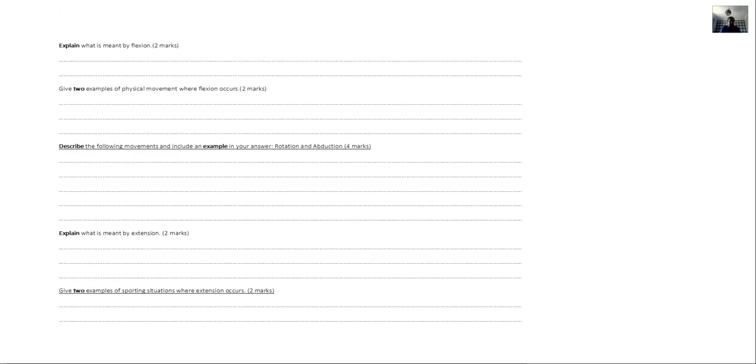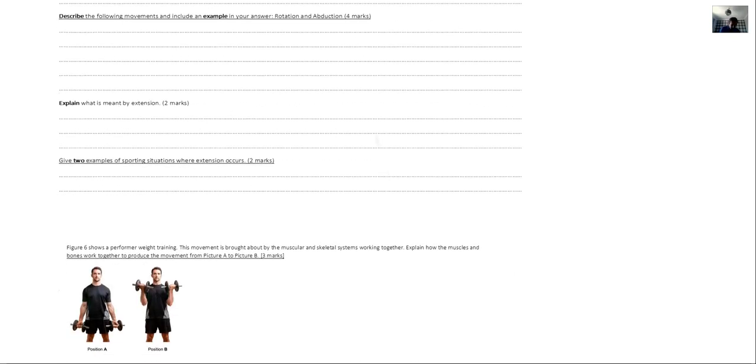All right, in terms of explaining the different terms of flexion and extension, give examples. Those are the types of questions you're going to get around movement. All sort of 2 marks. You can see there's a 4-mark one there in terms of describing the movements and giving an example. They're all very, very similar. Okay, so I'm not going to go through all of those right now because there is absolutely no need.